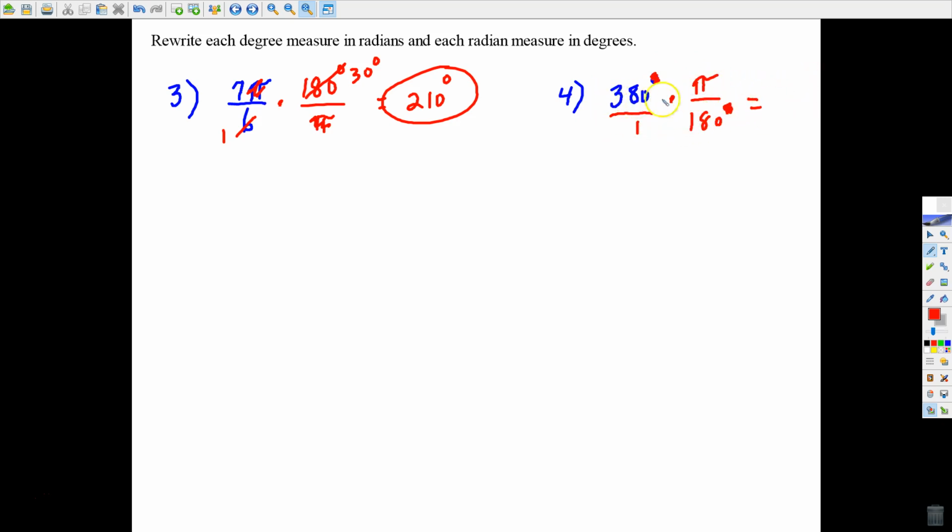If I notice 20 goes into both of these numbers, 20 goes into 180 9 times, and 20 goes into 380 19 times, and that gets us to our final answer. This will be 19 pi over 9, and that is the radian equivalent of 380 degrees.